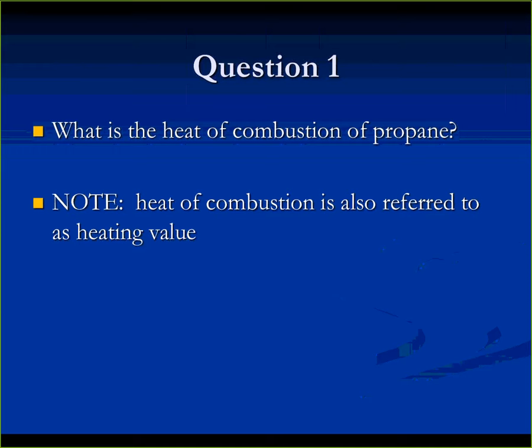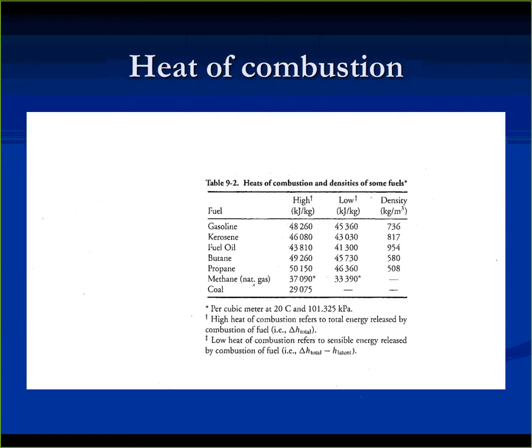Okay, I'm not sure if y'all had a chance to look it up yet, but essentially the heat of combustion of propane: if you go to Henderson, Perry, and Young, the process engineering book, it's going to give you heat of combustion of some fuels. If you take a look at this table, you can see there's high and low values here. So you've actually got two values instead of one for the heat of combustion of propane. It's 46,360 kilojoules per kilogram or 50,150 kilojoules per kilogram.